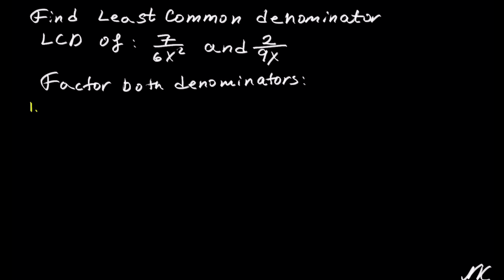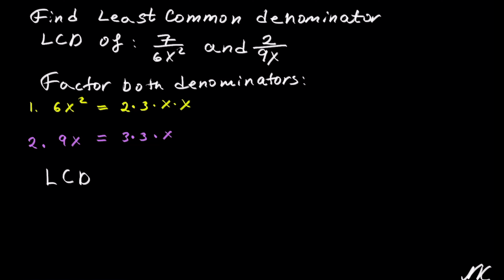The first one is 6x squared, and we have to list all of the factors of 6x squared, which are: 6 can be rewritten as 2 times 3 in terms of prime numbers, and we have x to the second, which is x times x. The second denominator is 9x, which can be factored as 9 is 3 times 3, and we have one factor of x. The least common denominator consists of the least amount of factors needed to make each of the denominators.